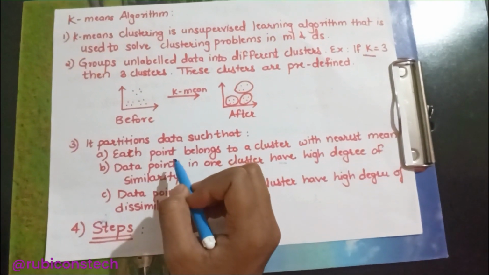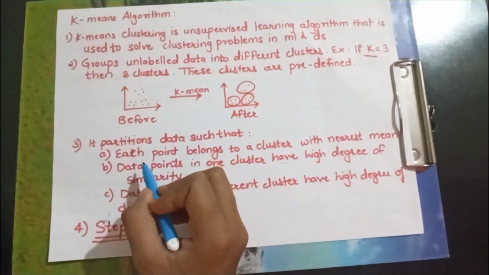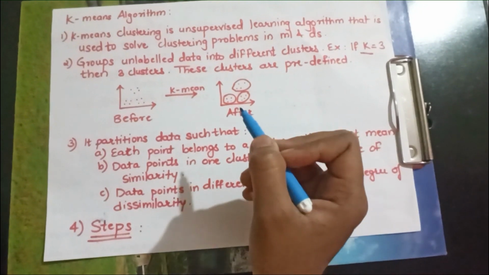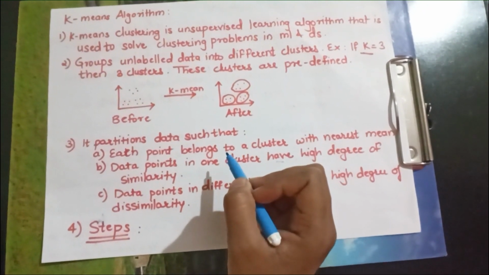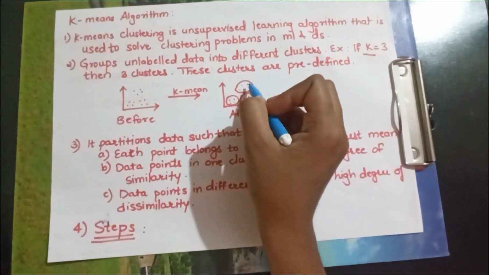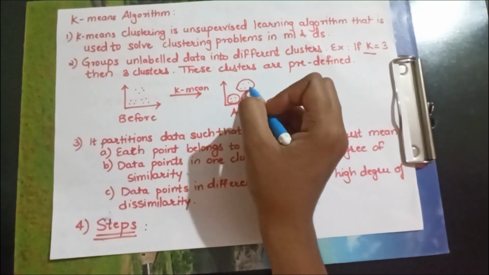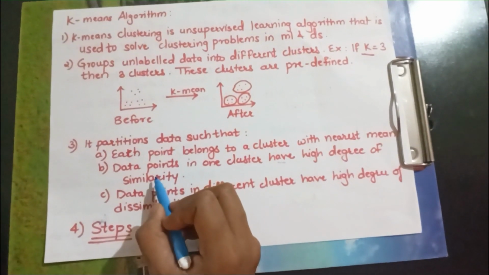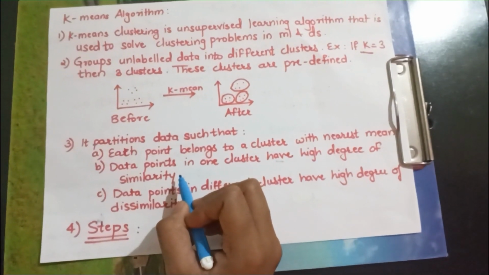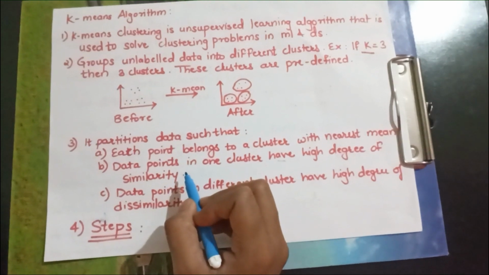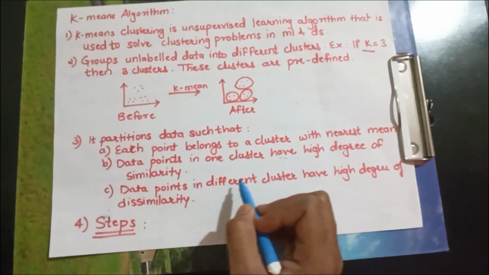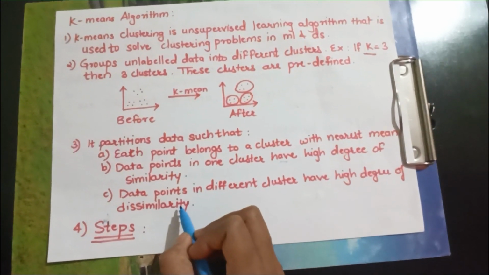So how does the K-means algorithm partition the data? Each point belongs to the cluster with the nearest mean. The data points that have minimum distance, or that are near to each other, will be clustered into one group. As you can see here, these data points are near to each other, so they are clustered into one group. The data points in one cluster have a high degree of similarity. All the data points that are near to each other are similar to each other, so they are clustered into one group. Third, the data points in different clusters have a high degree of dissimilarity.